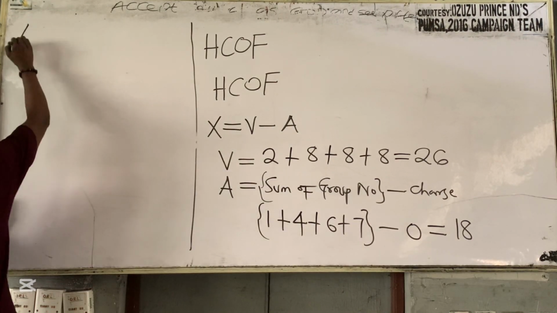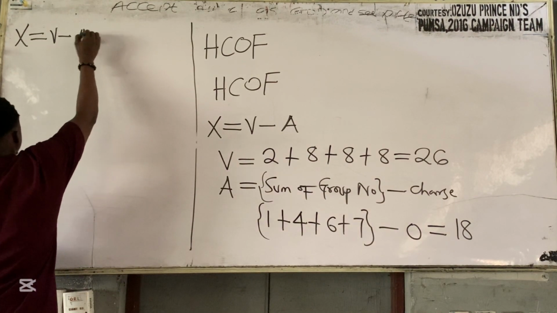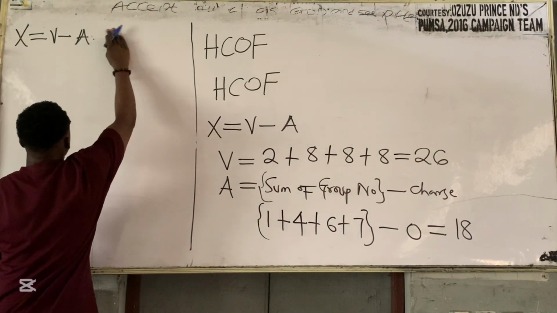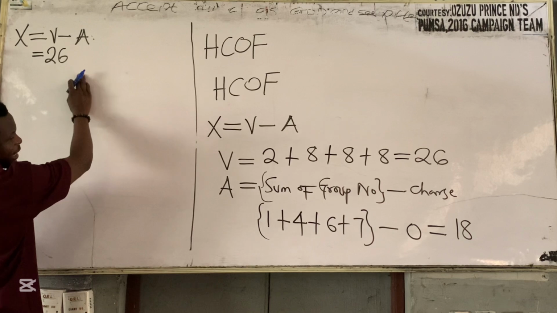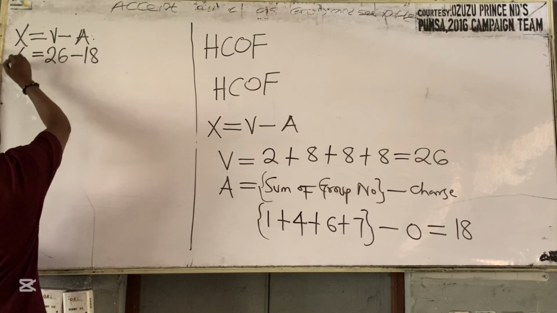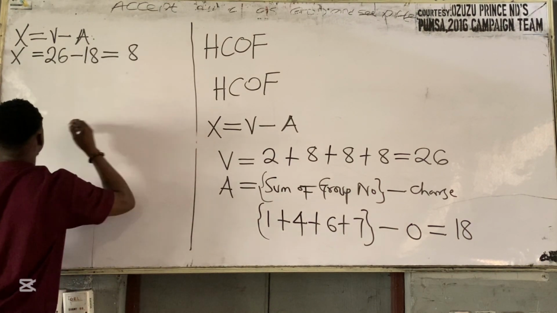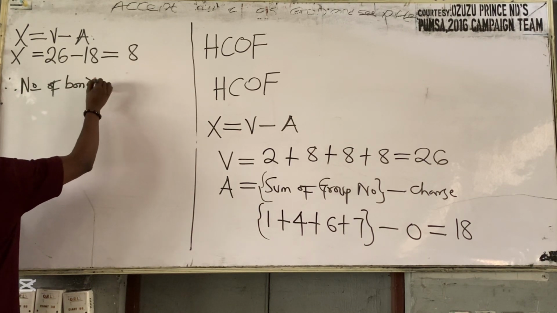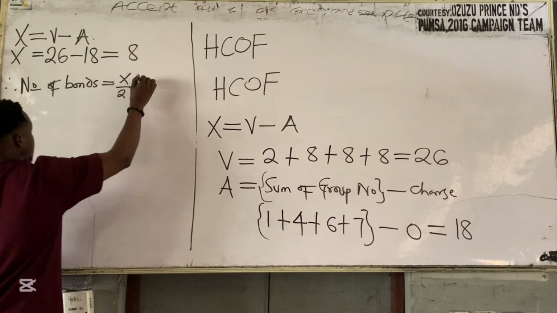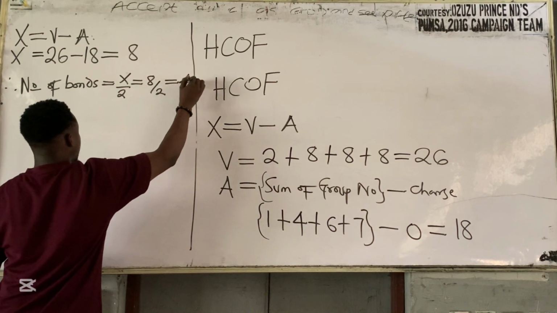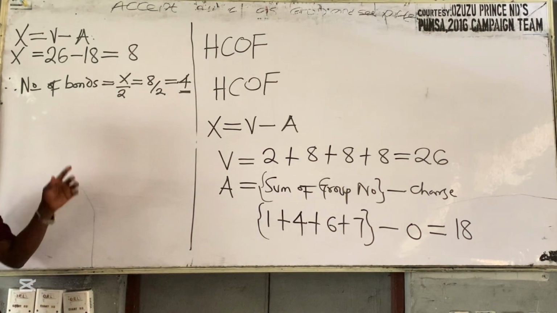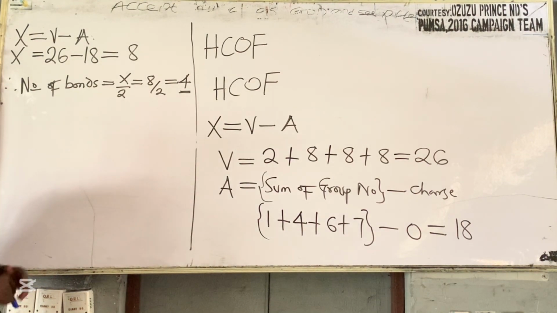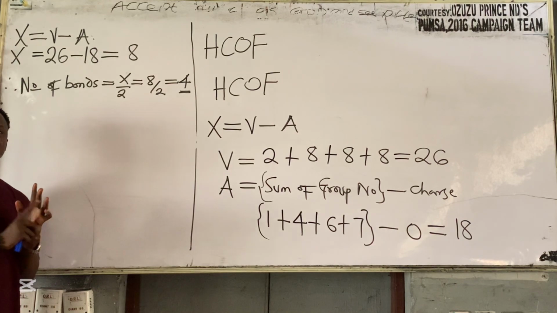I will now say x equals to V minus A. My x here is, my V is how many here? 26. A is how many? Please, what's the answer here? 8. Now, the number of bonds will be x over what? That is 8 over 2. That's equals to how many? So it means that this compound is going to have 4 bonds, right? Okay. Now, step number 1, we're done. Step number 2, we are done.